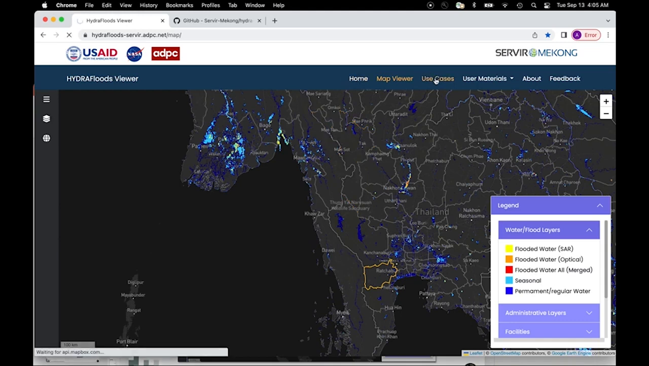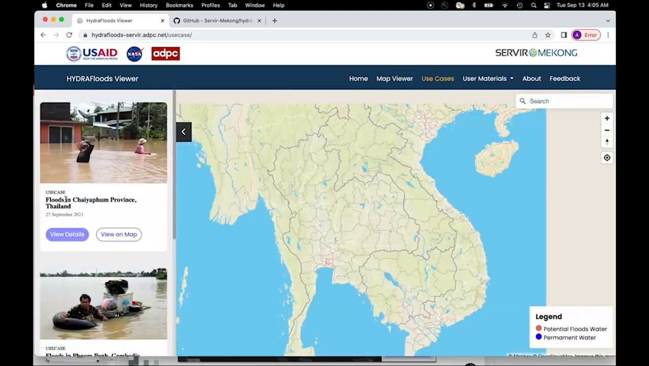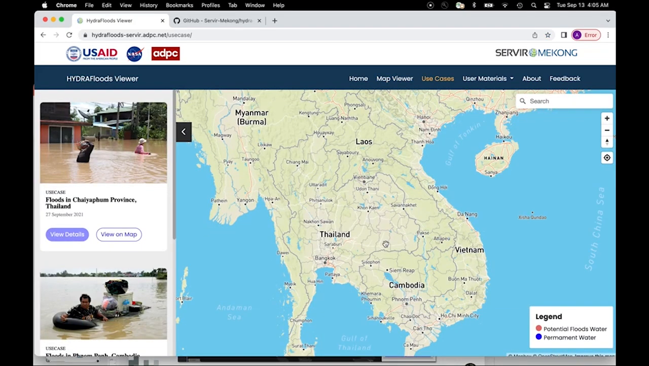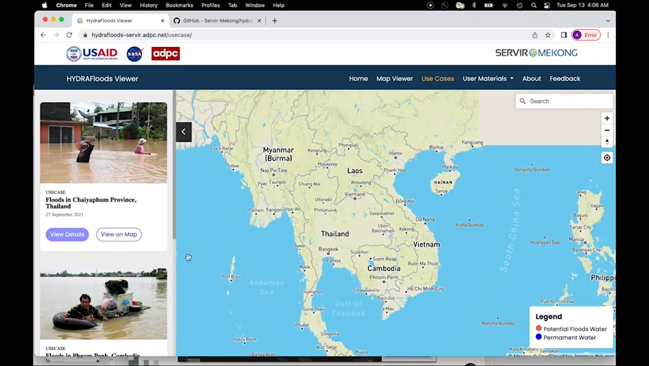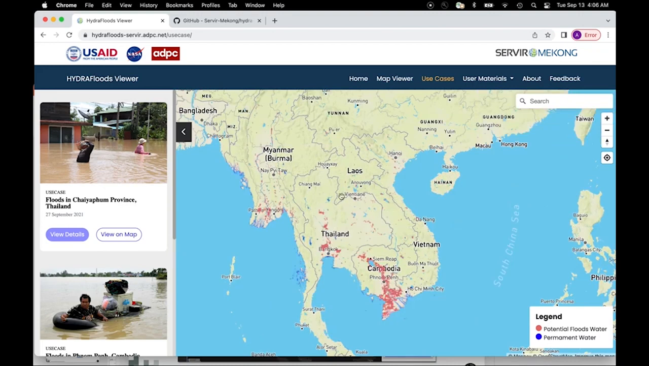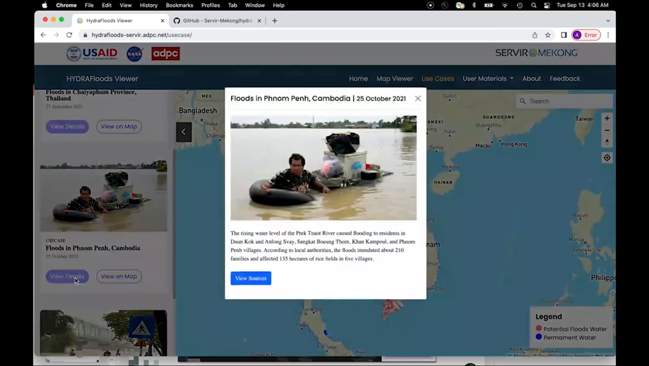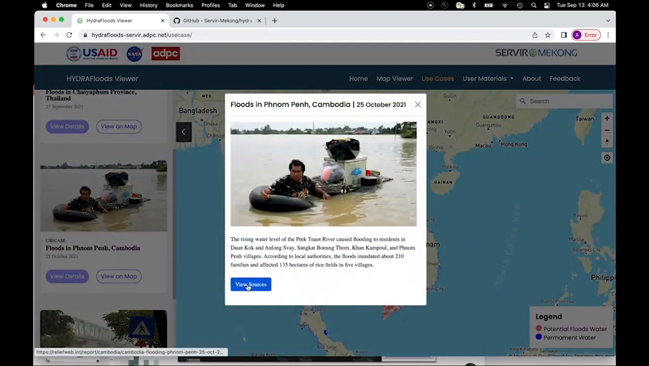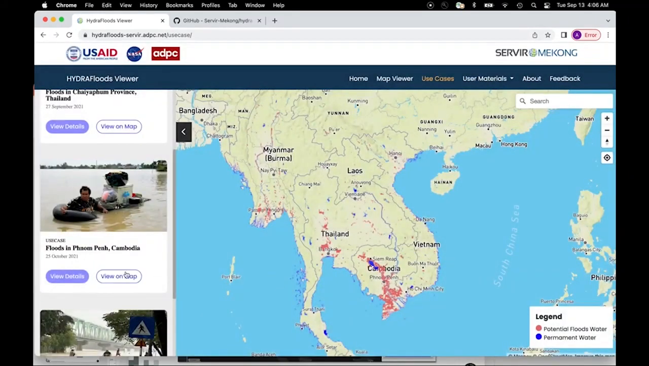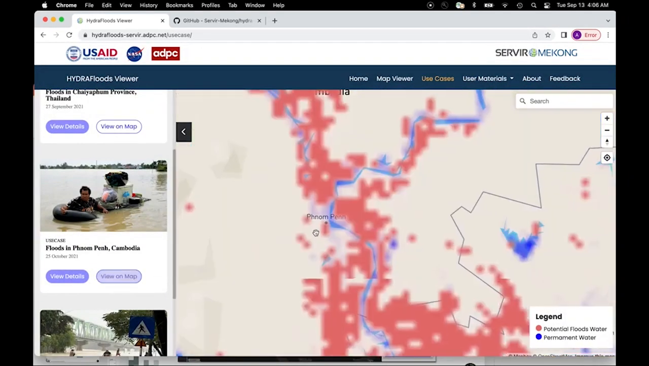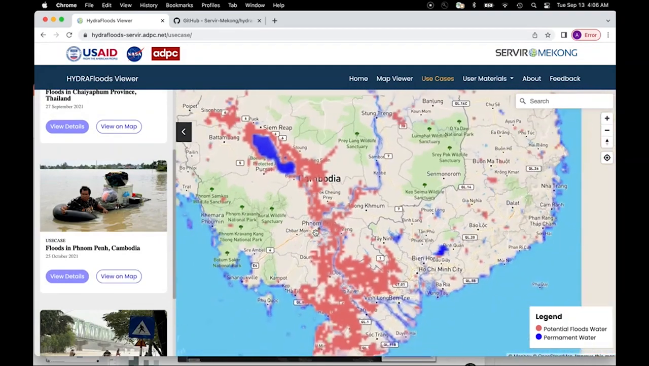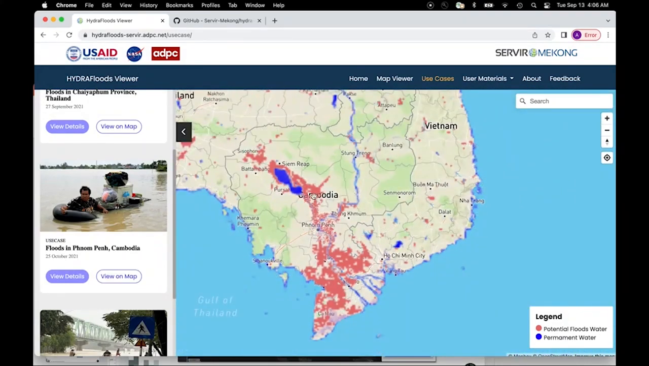There are use cases. This is over Thailand, and this is September 2021. It shows the flood extent or flood map, again based on SAR and optical data. This is flooding in Cambodia. So clearly it shows where there is flooding going on. Again, this is permanent water.